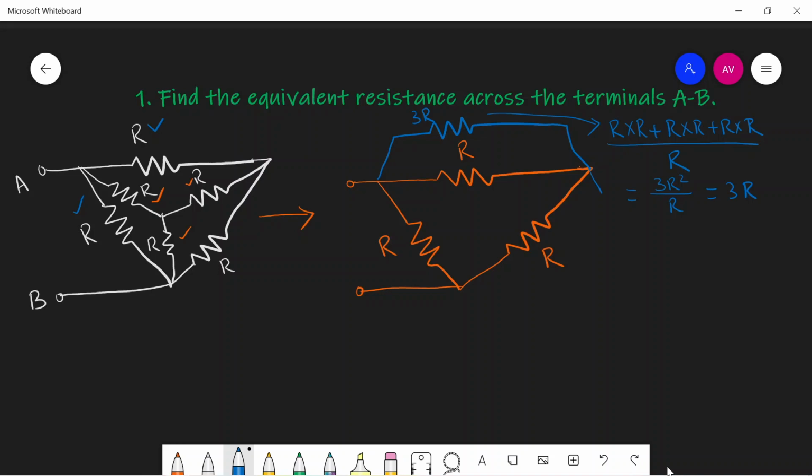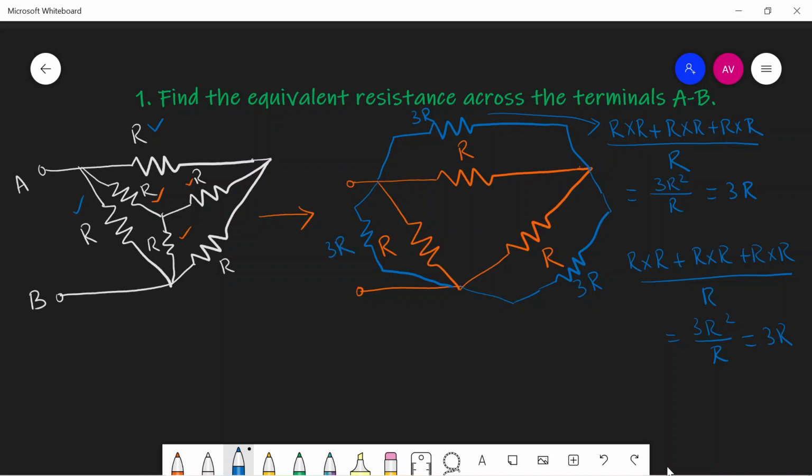Next, coming to this branch, as all the resistance values are equal, here also we can write 3R because same will be applicable. R into R plus R into R plus R into R divided by R, that equal to 3R square by R, which is equal to 3R. Next, this branch, this is also 3R.